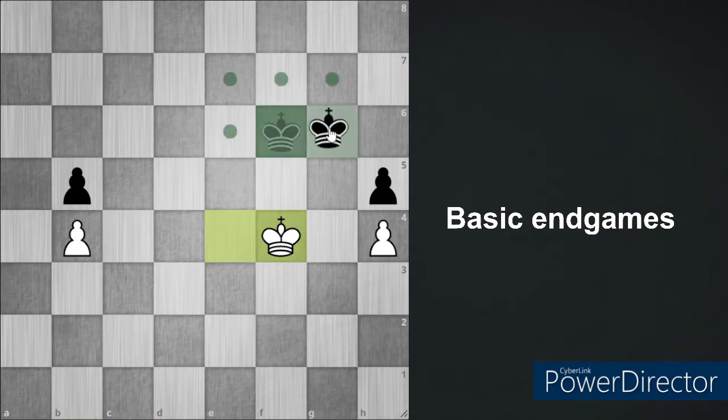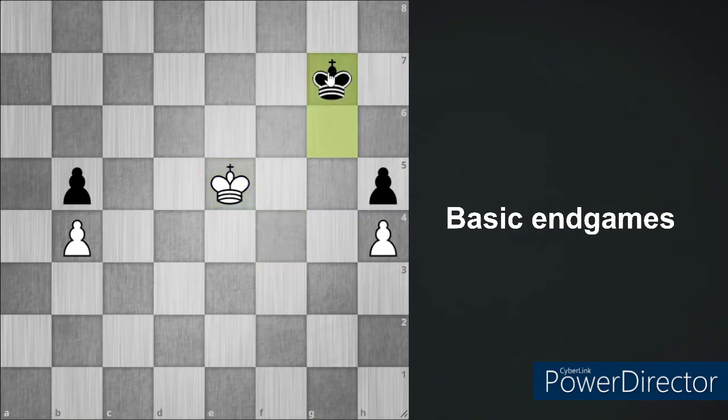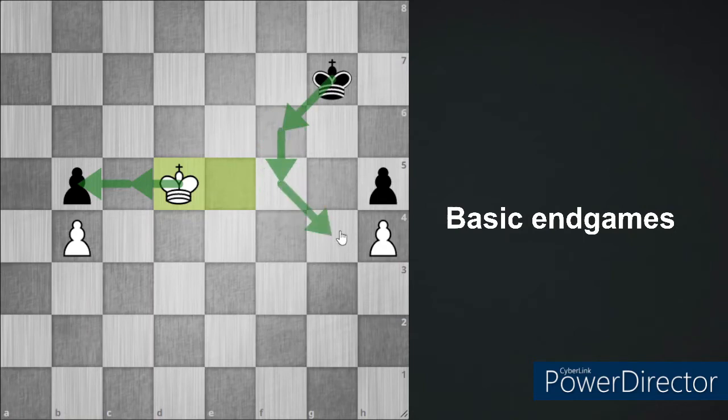For example, he plays king g6. Now you go over here, king e5. After king g7, you go over here to king d5 and capture this pawn. Black needs a lot of moves to capture over here, then come out of the way of his pawn, and then queen it. But in that time, white would be fast.